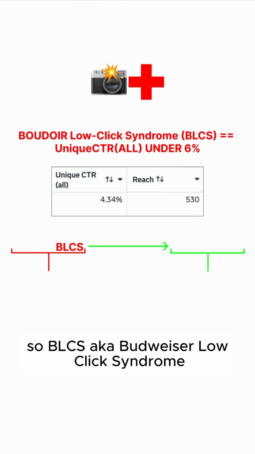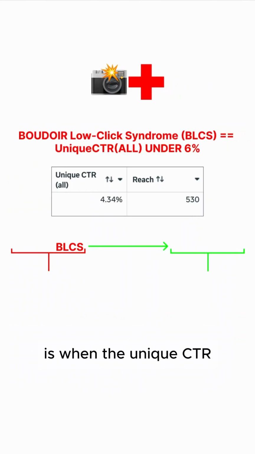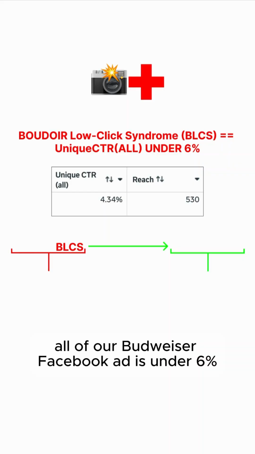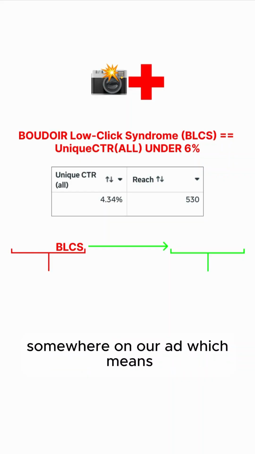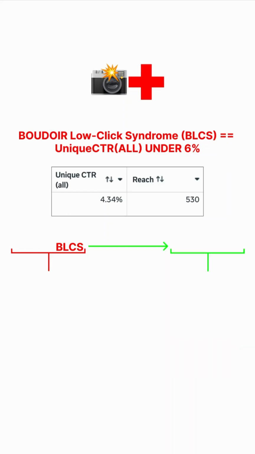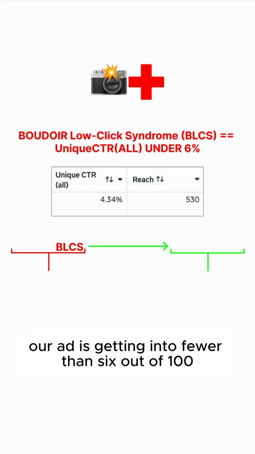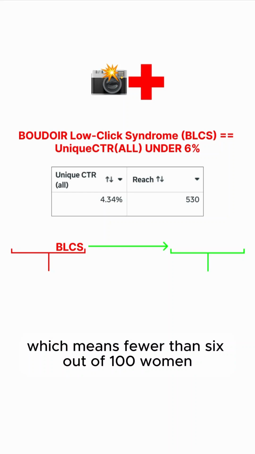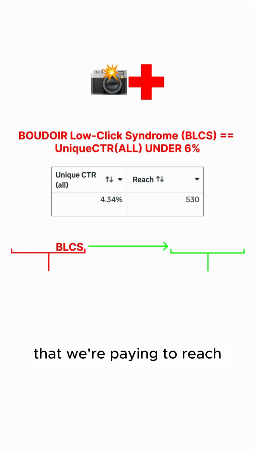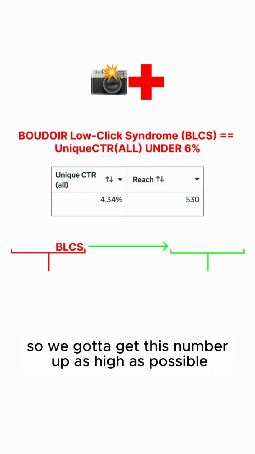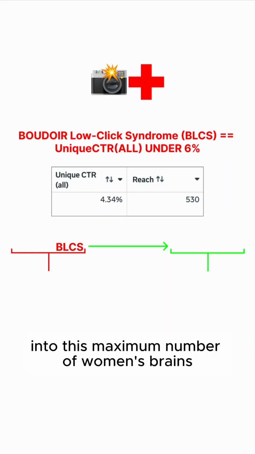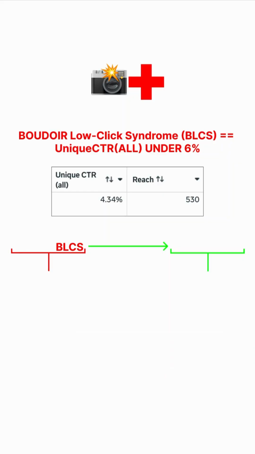So, BLCS, aka Boudoir low click syndrome, is when the unique CTR of our Boudoir Facebook ad is under 6%. This means fewer than 6 out of 100 women are clicking somewhere on our ad, which means our ad is getting into fewer than 6 out of 100 women's brains, which means fewer than 6 out of 100 women that we're paying to reach have even a non-zero chance they'll actually buy from us. So we've got to get this number up as high as possible to get our ads into the maximum number of women's brains as possible.